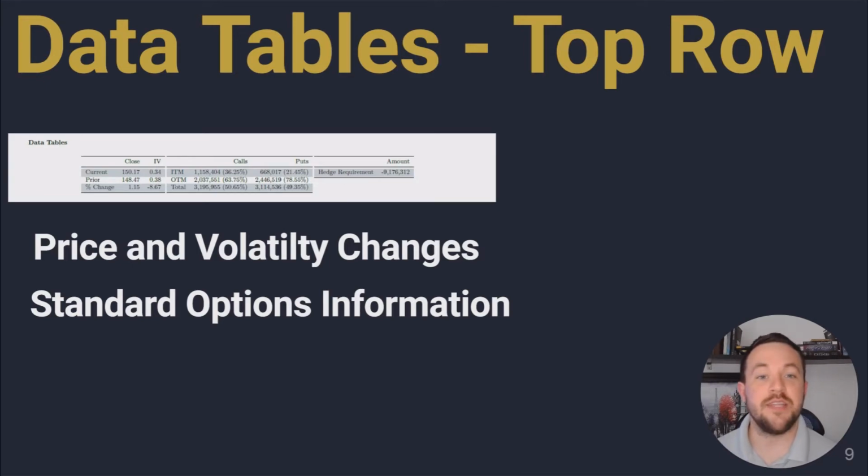And then lastly, we have the hedge requirement, and that is the total amount of shares that have to be purchased or sold depending on the change in the price and volatility, and that's calculated from the hedging matrix, which we will see below. So, for instance, on this stock, we see that with a 1.15% increase in the price and an 8.67% decrease in the volatility, that made a 9,176,312 share selling requirement. So because of all of that price and volatility movement, 9 million shares had to be sold on this stock. That's pretty substantial.